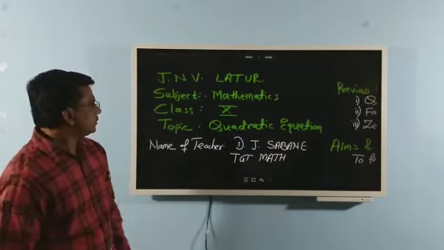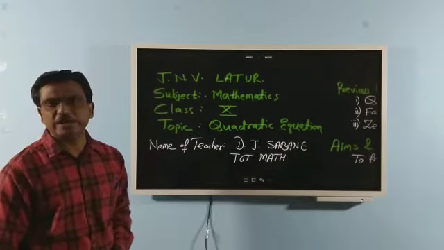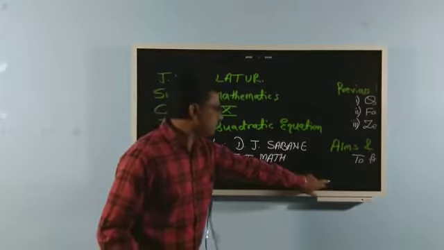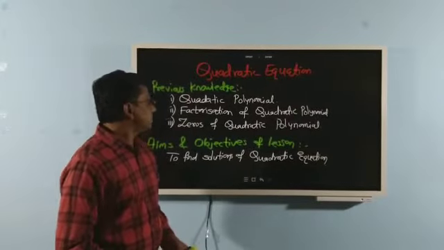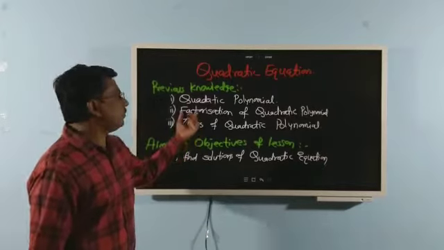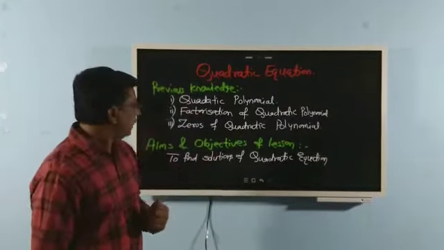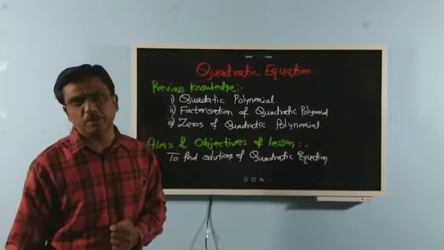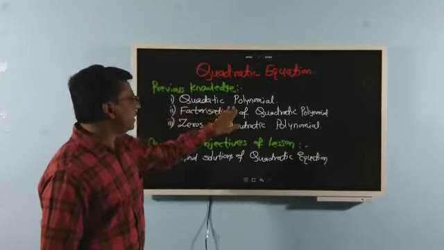Today's class is for class 10th. The topic is quadratic equation. For this class, one must know what is a quadratic polynomial, factorization of quadratic polynomial, and the zeros of quadratic polynomial. In class 9, we studied this quadratic polynomial.